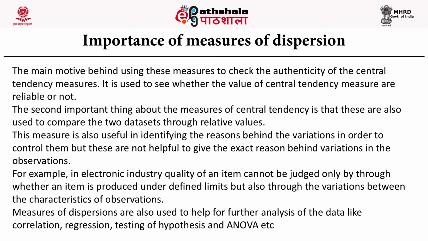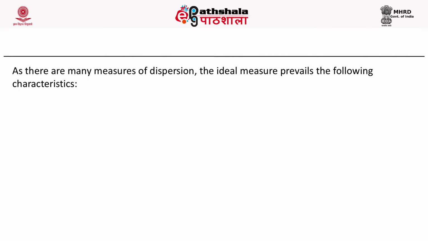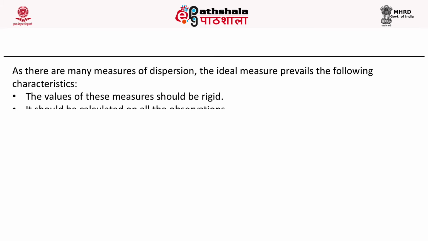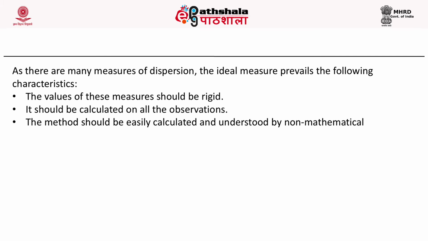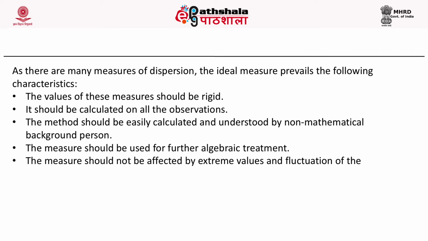Measures of dispersion are also used to help in further analysis of the data like correlation, regression, testing of hypothesis and ANOVA, etc. As there are many measures of dispersion, the ideal measure possesses the following characteristics. The value of these measures should be rigid. It should be calculated on all the observations. The method should be easily calculated and understood by a person of non-mathematical background. The measure should be usable for further algebraic treatment. The measure should not be affected by extreme values and fluctuation of the observations.